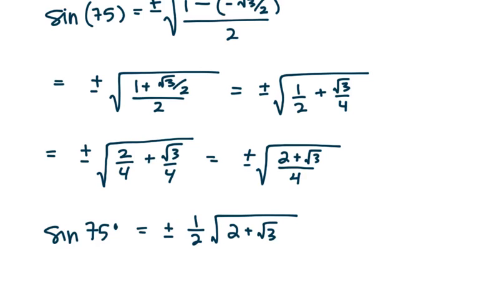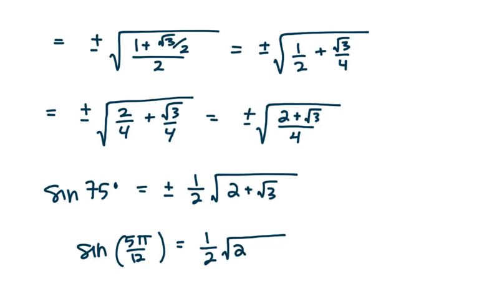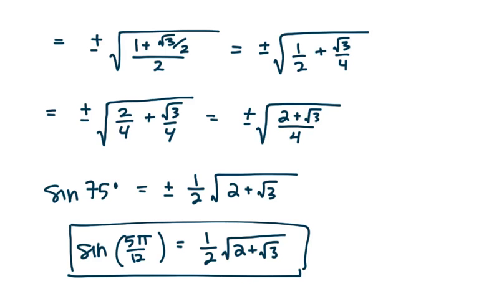And we have this plus or minus. There's really not much we can do to simplify this anymore, but the plus or minus, we would choose that sign based on the quadrant. Which quadrant is 75 in? 75 or 5 pi over 12, those are in quadrant 1. They're coterminal. So in quadrant 1, everything is positive, and of course we would use the positive value here. So sine of 5 pi over 12 is 1/2 root 2 plus root 3. That's my final answer. I'm able to find this exact value.